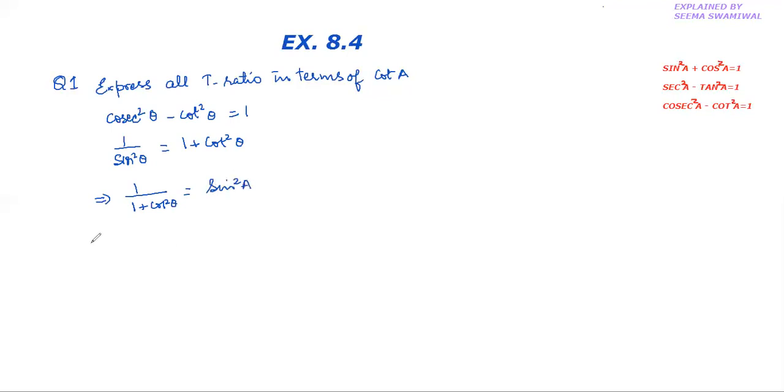And I want the relation between sine theta and cot theta. So children, I will remove this square and will write sine A is equal to under the root 1 upon 1 plus cot square theta, or further simplifying, I may write that sine A is equal to 1 upon under the root 1 plus cot square A.